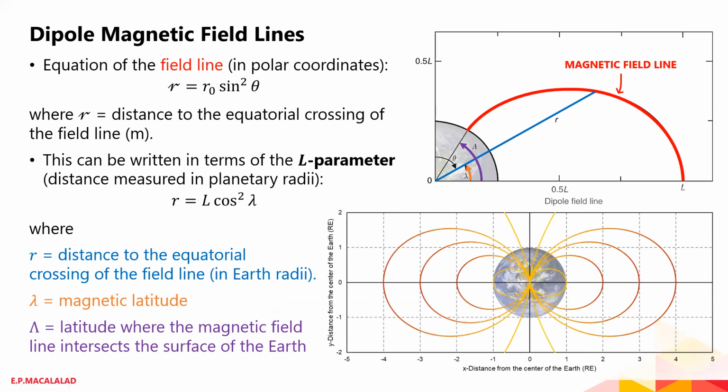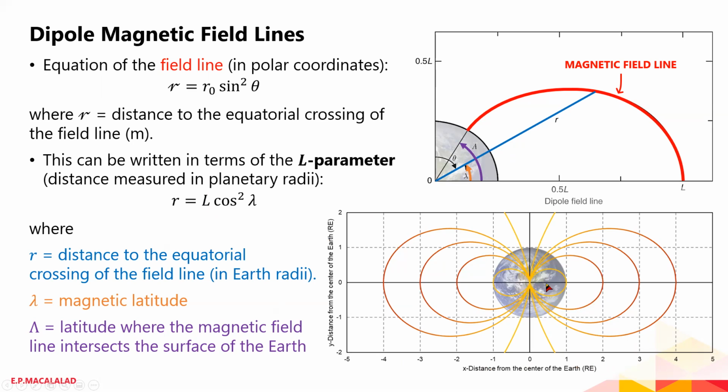you can draw it like this. So this is the magnetic field dipole of the Earth according to this equation. You will notice here that the Earth has a radius equal to 1. That's the x distance from the center. So this is L. Let's say, for example, this line, this magnetic field line is the magnetic field line for L equal to 2.